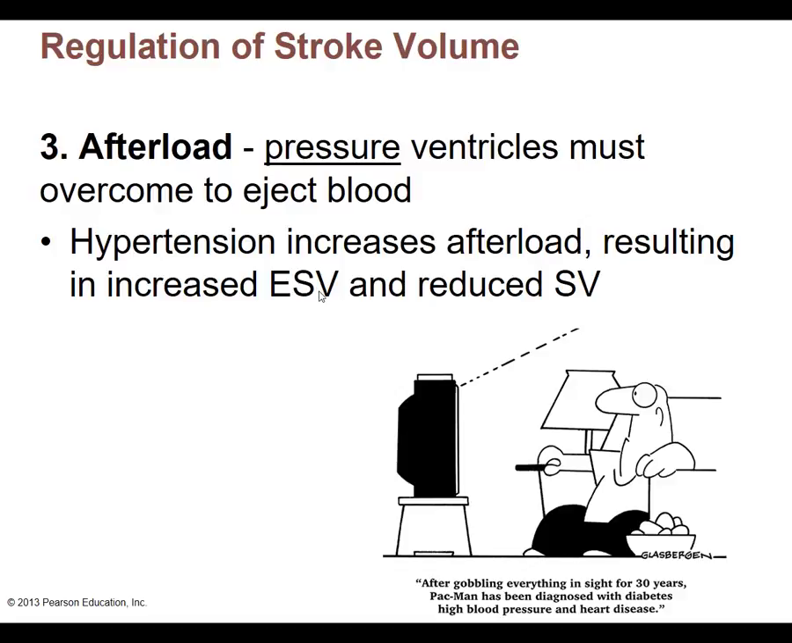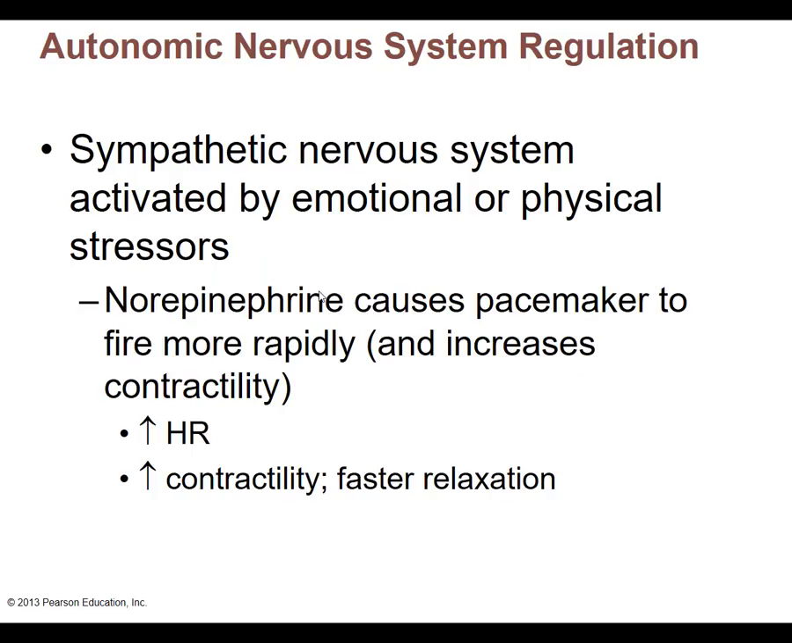Now, some things that can affect your heart contracting. One is that your heart's all controlled by the autonomic nervous system. Again, we can't physically control our heart. However, your sympathetic nervous system, when you're under stress, can be activated by some type of emotional or physical stress. When that happens, our body releases a hormone called norepinephrine, and it causes your pacemaker, your sinoatrial node, to fire more rapidly, which is going to increase how many contractions happen. So you have an increase in your heart rate, and you have an increase in contractility, and it's going to relax faster so that we can pump blood as fast as we can throughout the body.